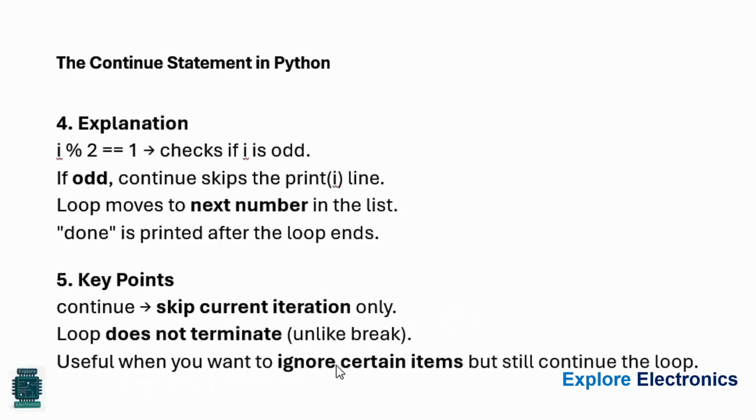It is useful when you want to ignore certain items. If you want to ignore any term, then you have to use continue, and still continue the loop. If you want to ignore any particular element or item, then you can use continue, and it will continue with the rest of the loop. Very simple, right?